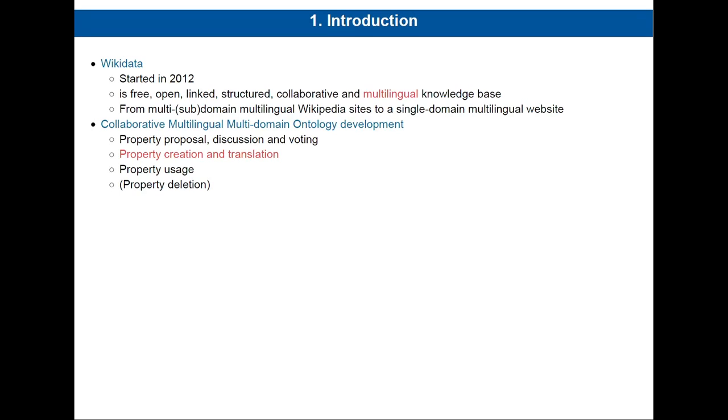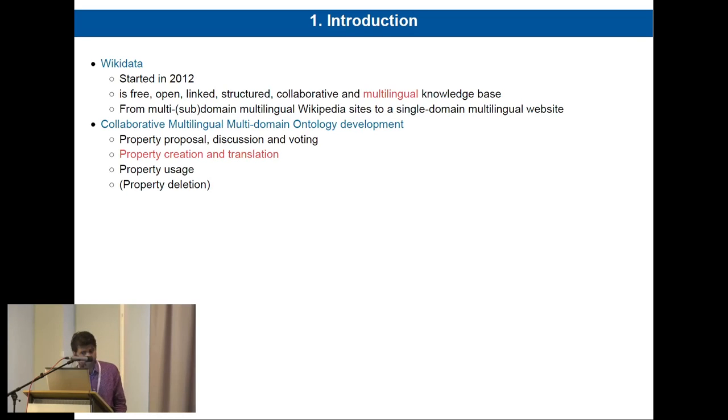If you see Wikidata, everything starts from the property. The property is proposed and then discussed and voted on, and then it is created and finally translated. And then you are finally able to use these properties. But these properties may also be deleted. There's also something called deletion. But as I highlighted on this slide, my focus is on the multilingual aspect and the property creation and translation point of view.